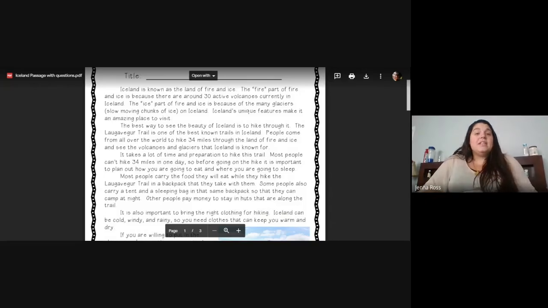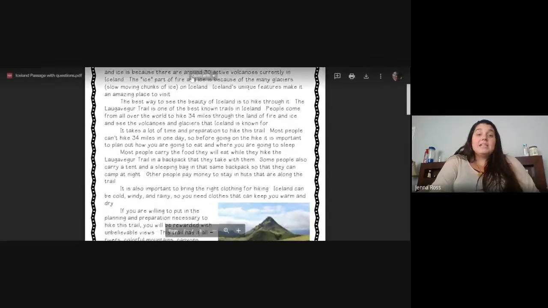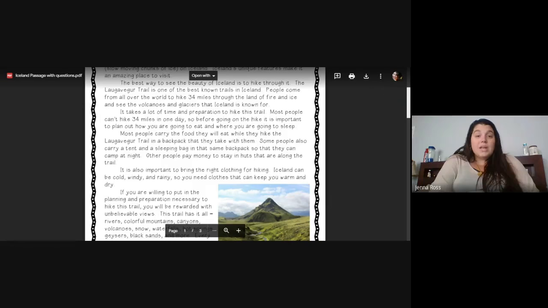Iceland is known as the land of fire and ice. The fire part of fire and ice is because there is around 30 active volcanoes currently in Iceland. The ice part of fire and ice is because of the many glaciers, or slow moving chunks of ice, on Iceland. Iceland's unique features make it an amazing place to visit. The best way to see the beauty of Iceland is to hike through it.